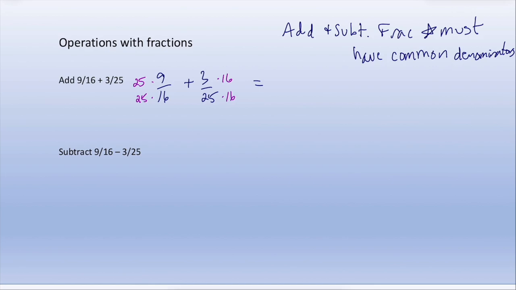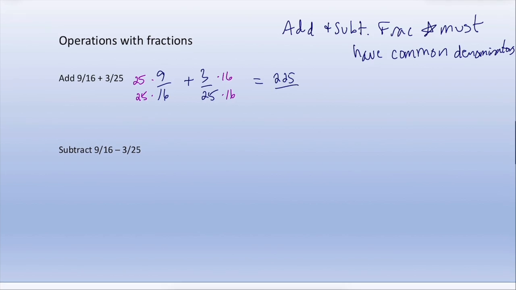25 times 9 is 225. And 25 times 16 is 400. 3 times 16 is 48. 25 times 16 is 400. You should get that common denominator. And then to add the fractions, you must have common denominators. You are going to keep the denominator because that's the size of your pieces. I've taken that pizza, I've cut it into 400 pieces. Very tiny slices, I don't know. So 225 plus 48. I have 273 out of 400.